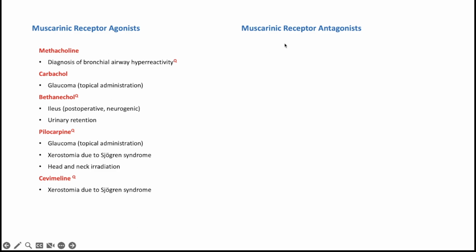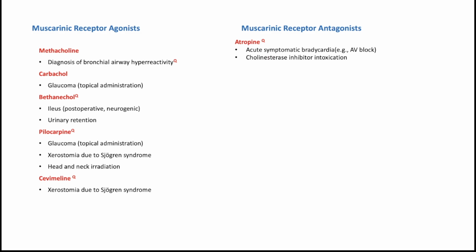Then we'll move on to the muscarinic receptor antagonists. Under this, a very important drug is atropine. Atropine is used for AV blocks and for treating acute symptomatic bradycardia. Whenever the heart rate is low, you can go with atropine.